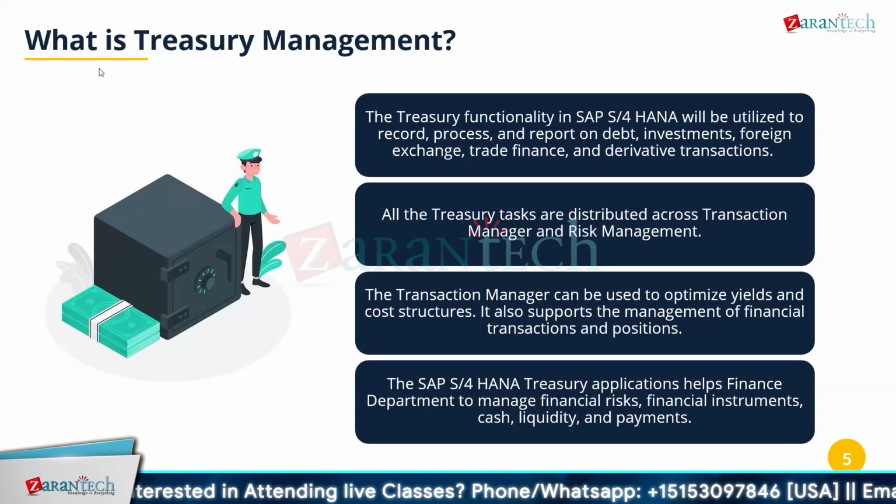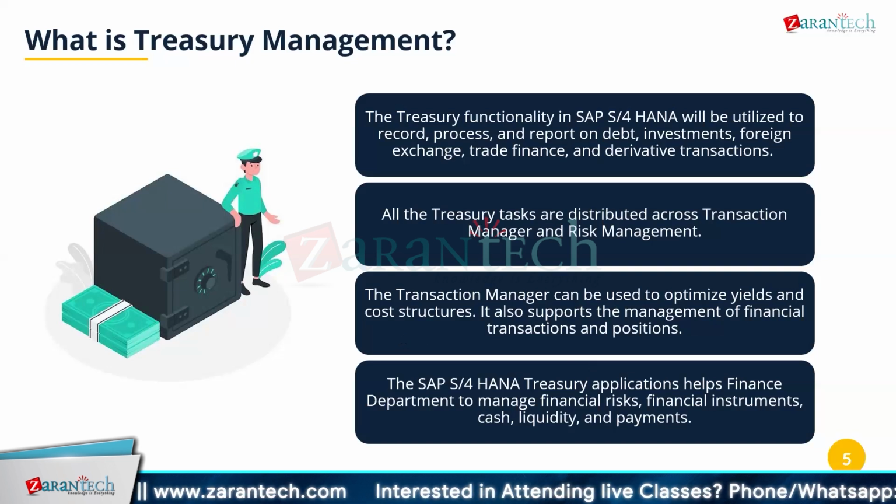All this can be automated, and we can actually calculate the risk and automate all these processes through the treasury module. All the treasury tasks are distributed across transaction management and risk management. The transaction manager is the module which is utilized for creating different kinds of products. When I say product, what I mean is every kind of investment or loan is mapped to a different type of product, which is denoted by something called a product type. The transaction manager can be used to optimize yields and cost structures. It also supports management of financial transactions and positions.